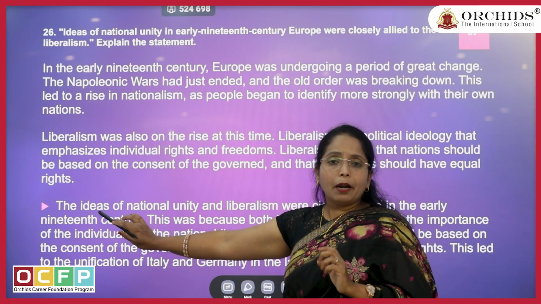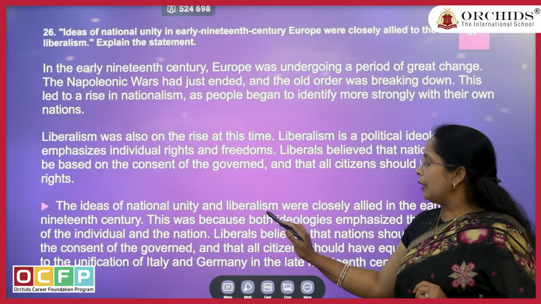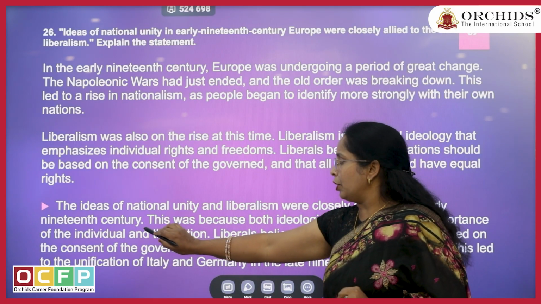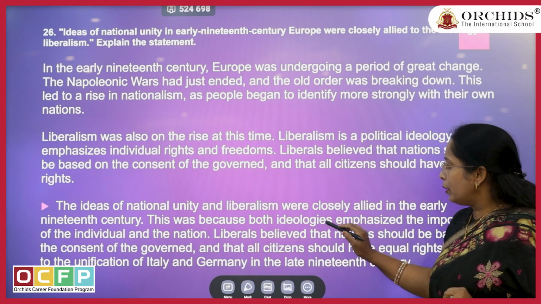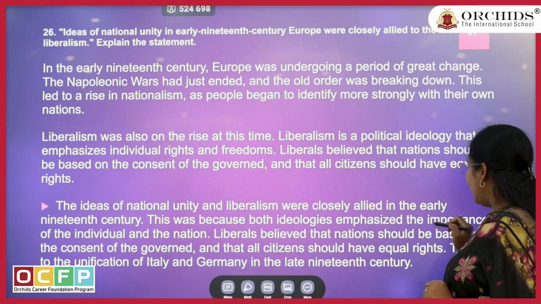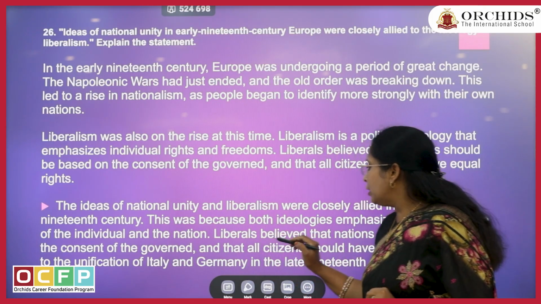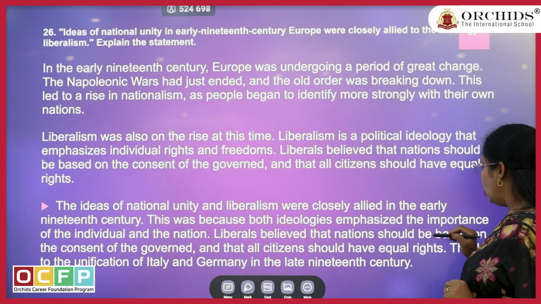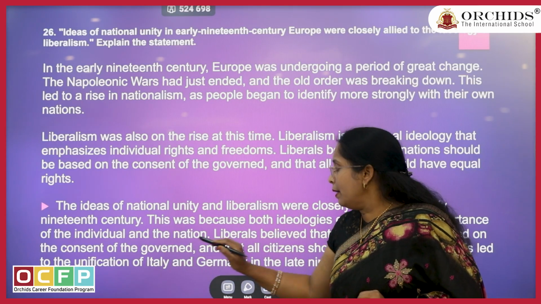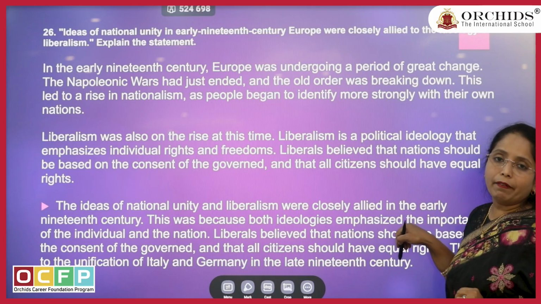The next, third point you're going to explain is that the ideas of national unity and liberalism were closely allied in the early 19th century. This was because both ideologies, liberalism and nationalism together, emphasized the importance of the individual and the nation. Liberals believed that nations should be based on the consent of the governed and that all citizens should have equal rights.